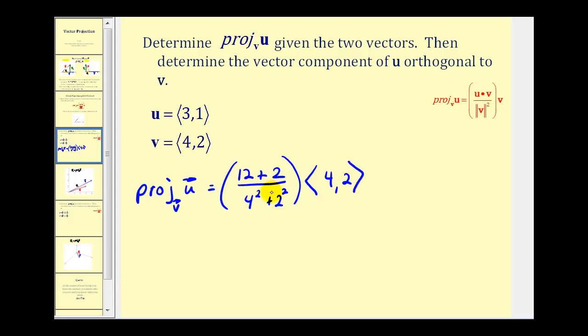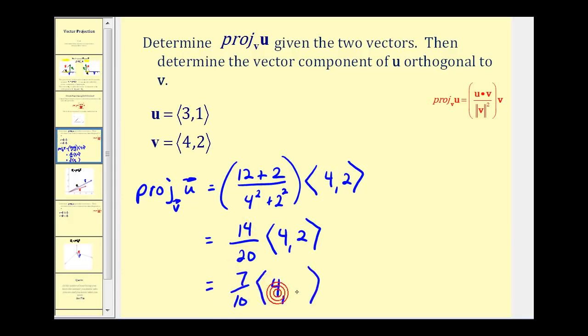Let's go ahead and determine what this scalar would be. We're going to have 14 divided by 16 plus 4, that's 20. This fraction simplifies, that'll be 7/10. So if we multiply this, we're going to have 28/10, that will be 14/5, comma, 7/10 times 2 would be 14/10, or 7/5. And we'll go ahead and let the projection of u onto v be vector w sub 1.